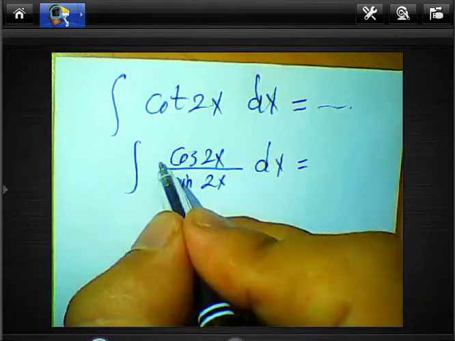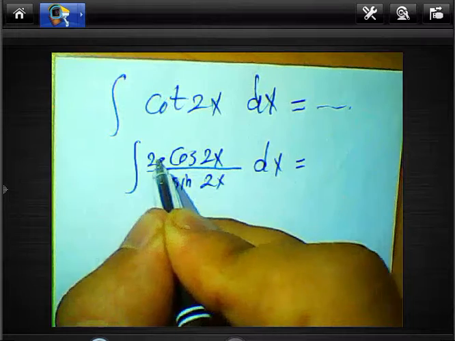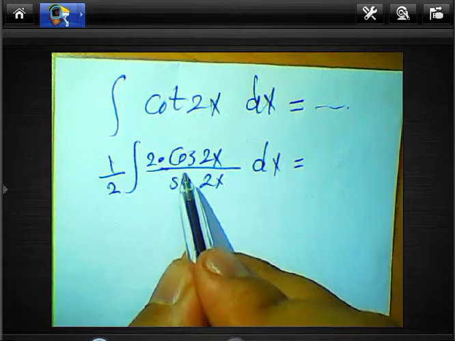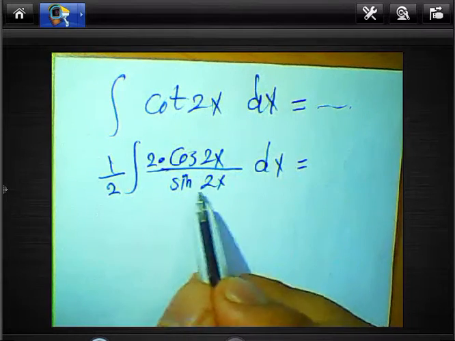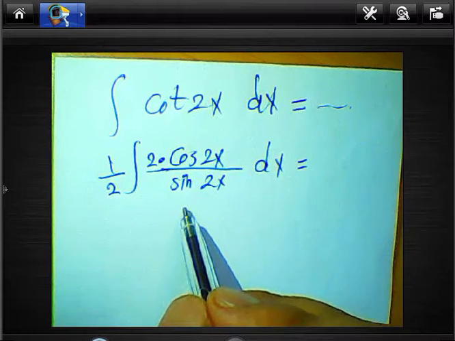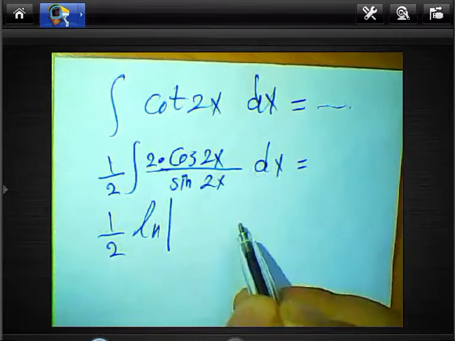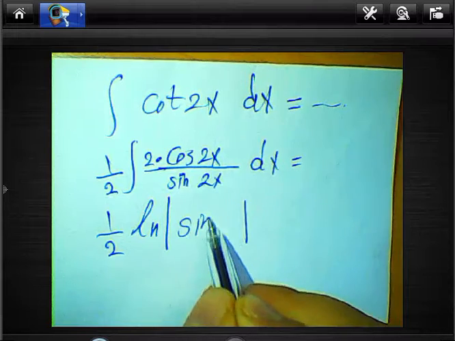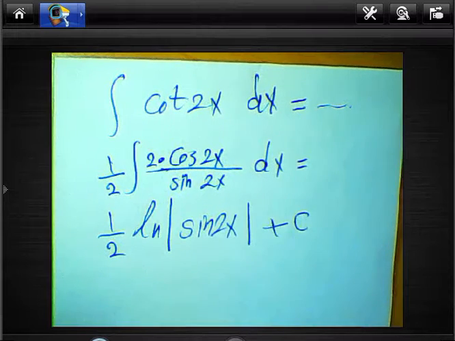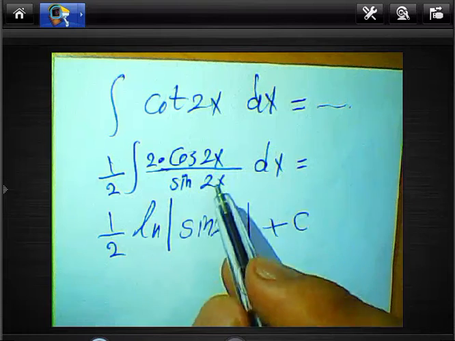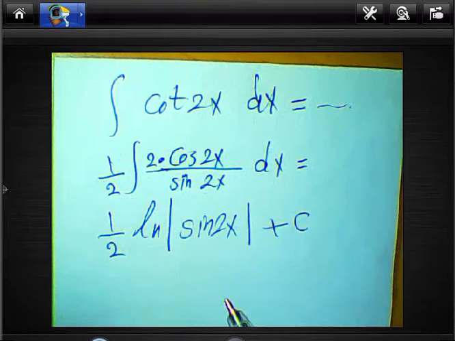So we must write 2 outside and divide by 2. So the numerator will be what? Will be the derivative of the denominator. So we can write half outside here and then write the absolute value of the denominator, sine 2x, plus constant. Why? Because the numerator is the derivative of the denominator.